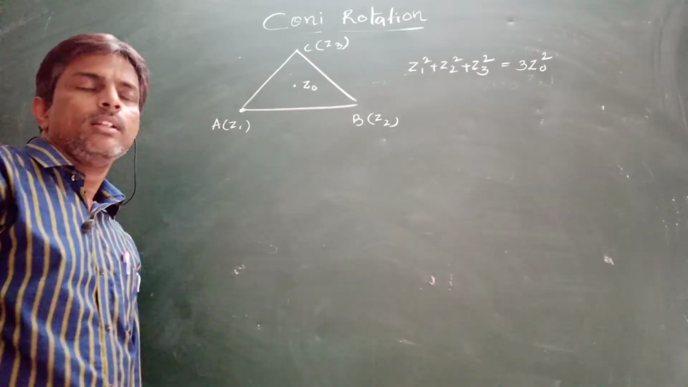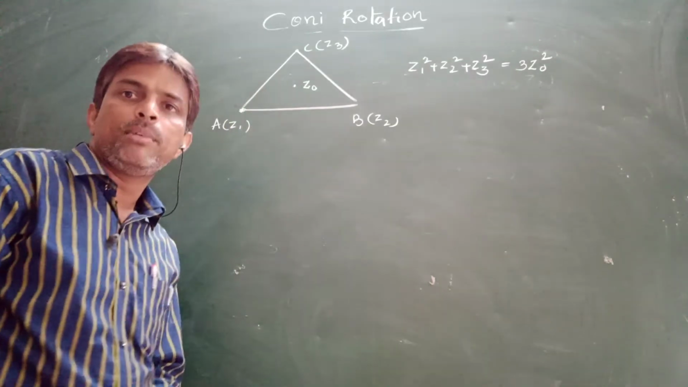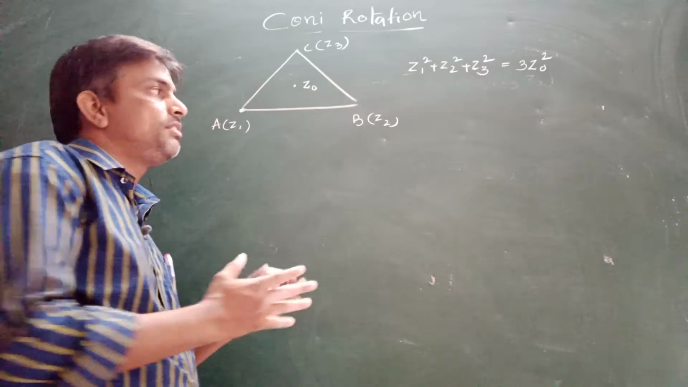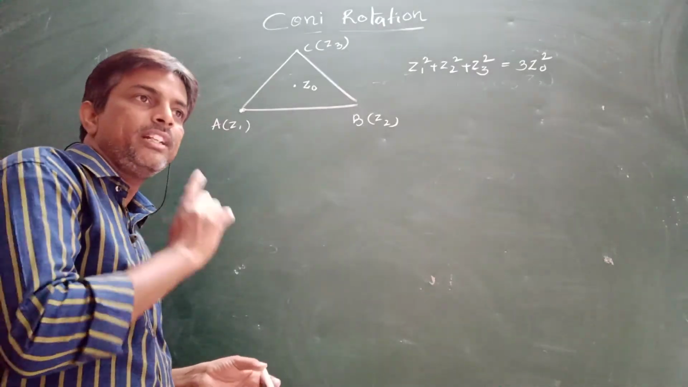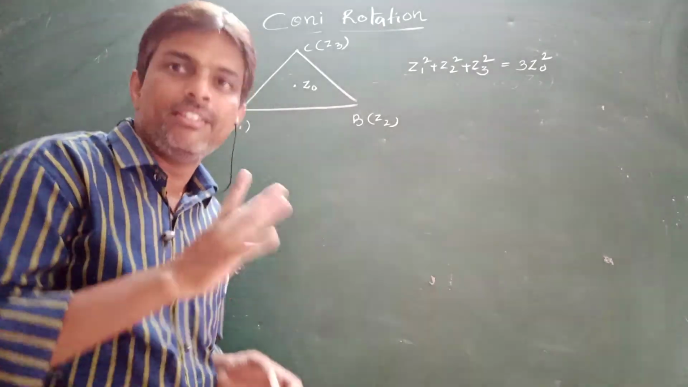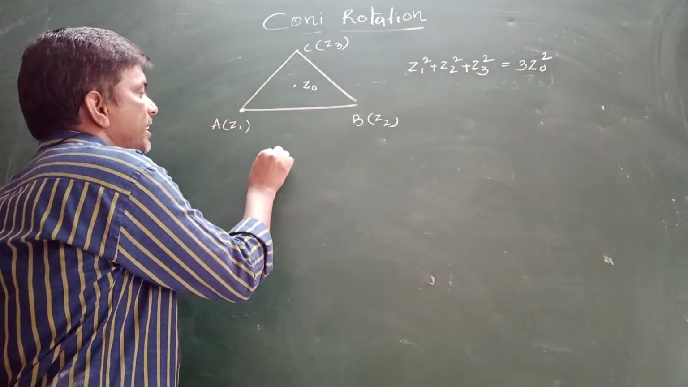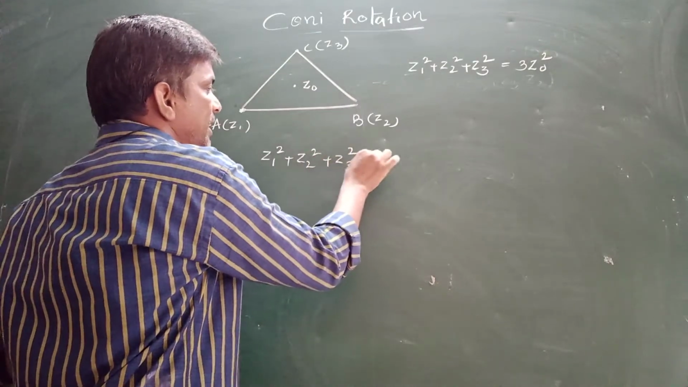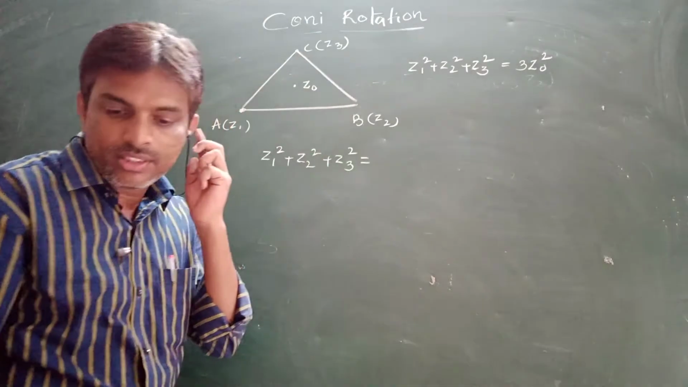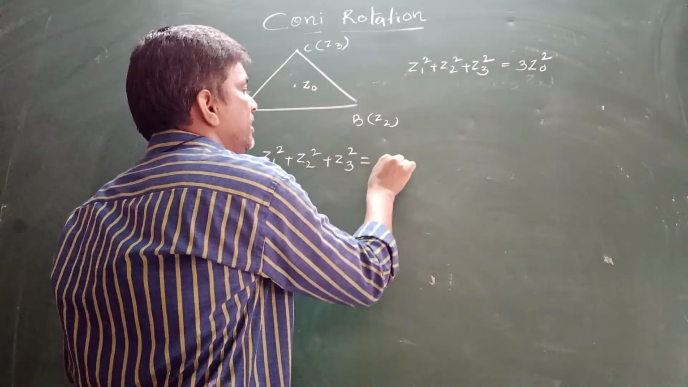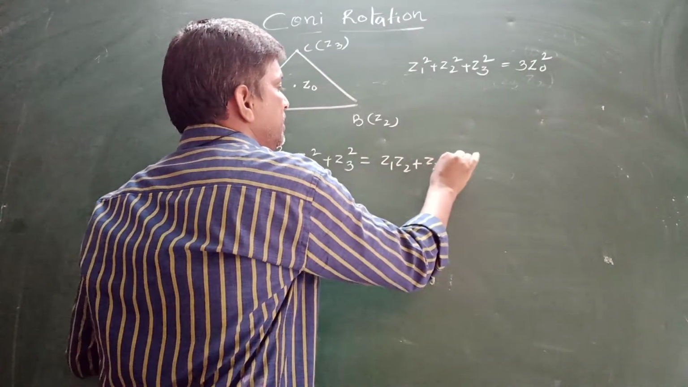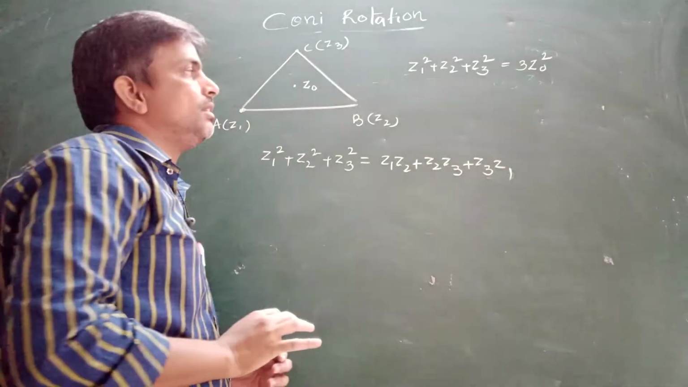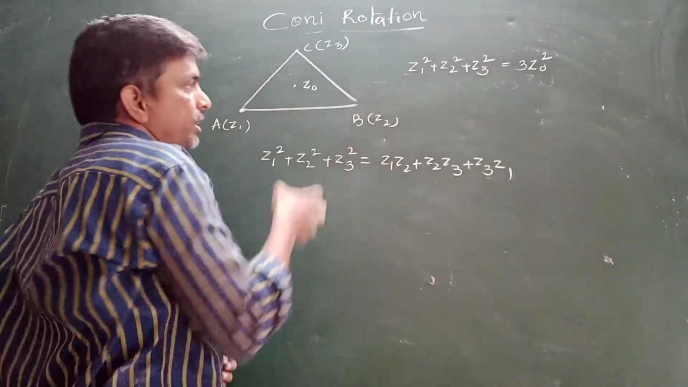See, as you know, yesterday we have seen one theorem. If Z1, Z2, Z3 are the vertices of an equilateral triangle, then I can write Z1 square plus Z2 square plus Z3 square is equal to Z1 Z2 plus Z2 Z3 plus Z3 Z1. This is the result we proved yesterday. Now let's see how I'm going to utilize this.